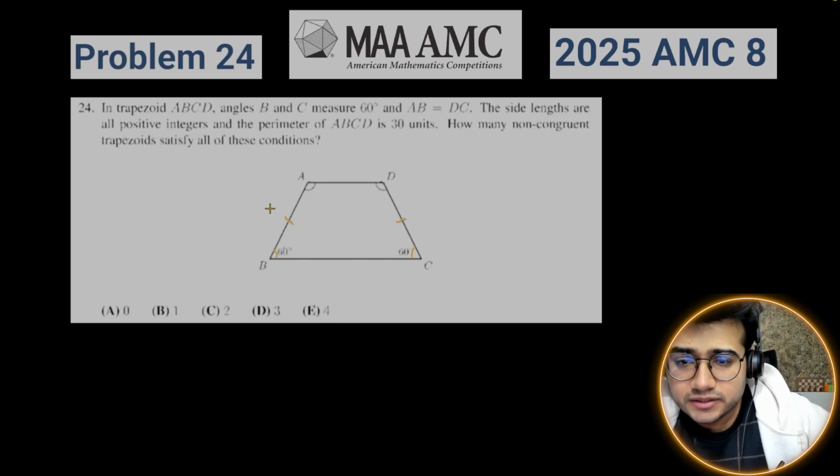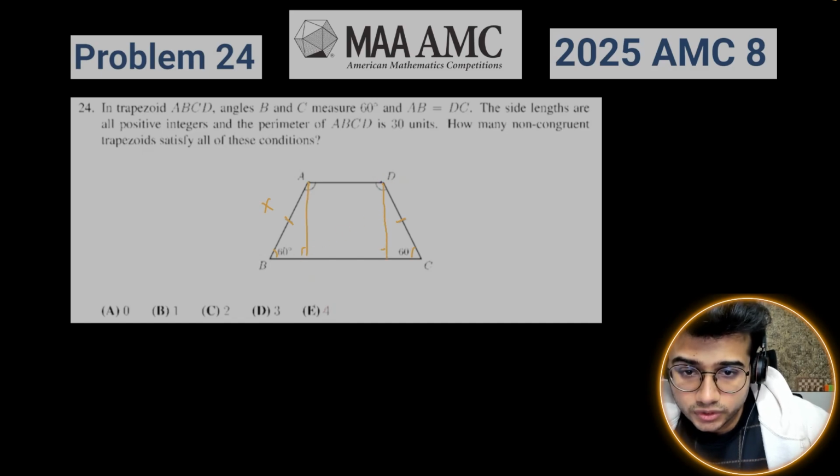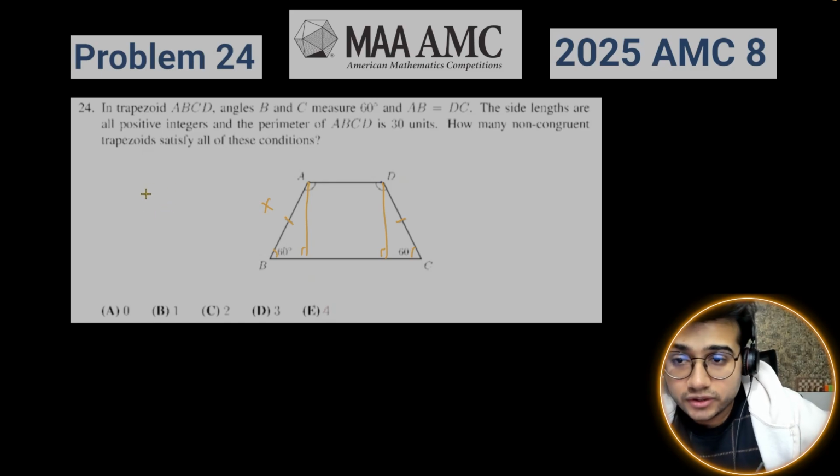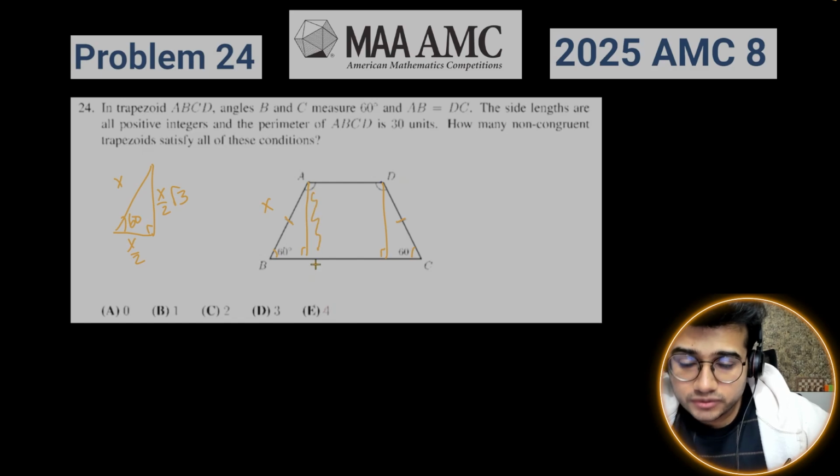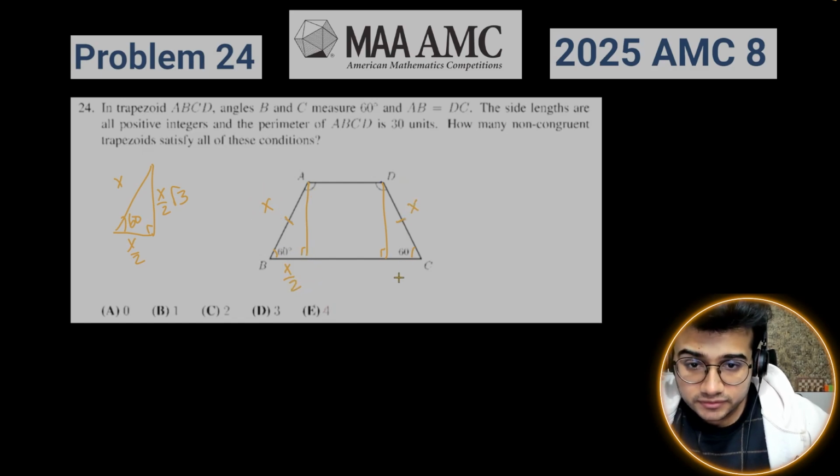So let's say that this is x. Then let me just drop a perpendicular here. Okay, I'm going to draw perpendiculars here. These two triangles are going to be 30, 60, 90 triangles. So you should know your 30, 60, 90 triangles. If this is x, this is going to be x/2, and the other leg is x/2 times square root of 3. Well, we don't really care about this length. And wherever this length is, this is going to be the exact same. So let's call it this y and this y.